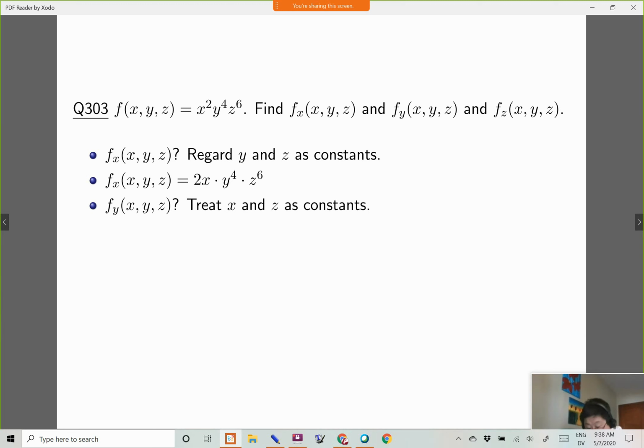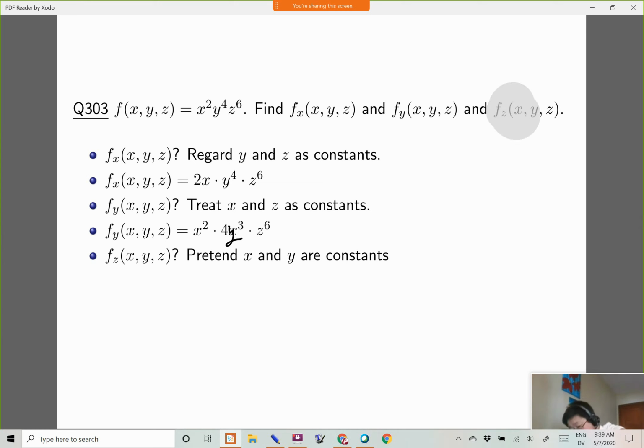What about f sub y? To find f sub y, treat y like a variable. Treat x and z like constants. So that means this x squared part is a constant. This z to the 6th part is a constant. I'll just copy those in place. I won't juggle the order. We should only differentiate y to the 4th. So you have another typo, but you'll have x squared copied because that's a constant, y to the fourth differentiated using the power rule as 4y to the third, and then z to the sixth is a constant because z is a constant right now. So z to the sixth is copied.